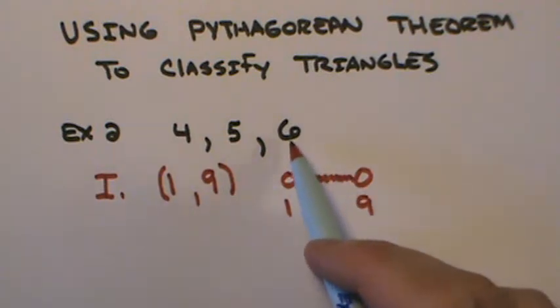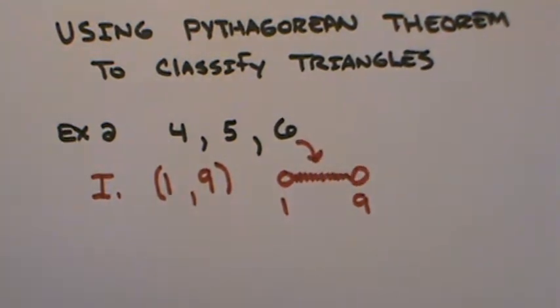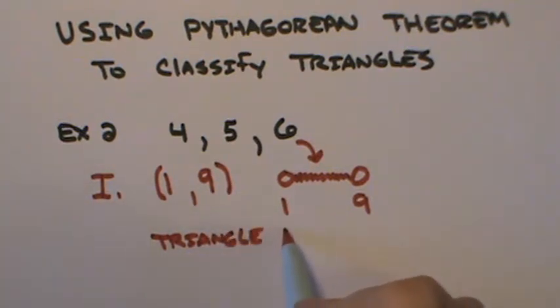It does. Since 6 falls in that interval, I can conclude I do have a triangle. So I say a triangle exists. We call that the triangle existence theorem or postulate. Triangle exists.